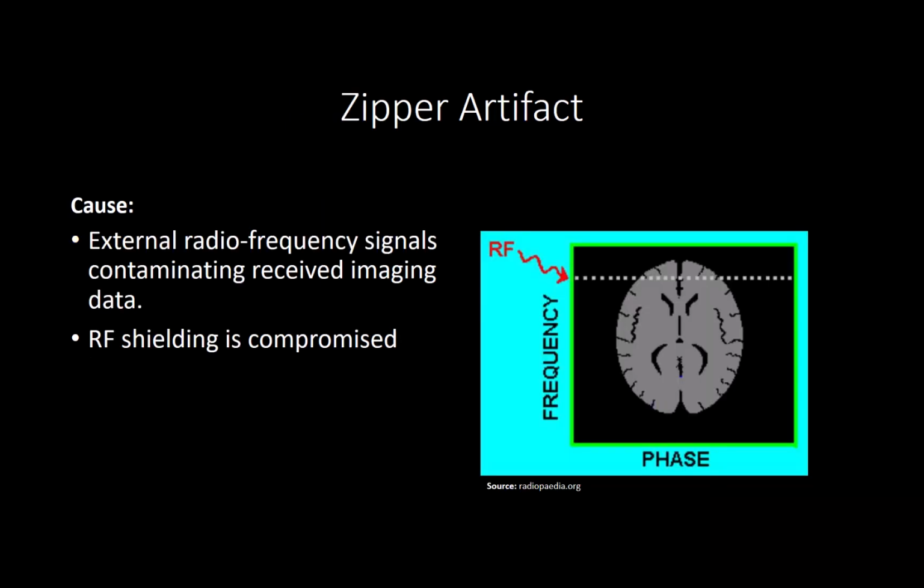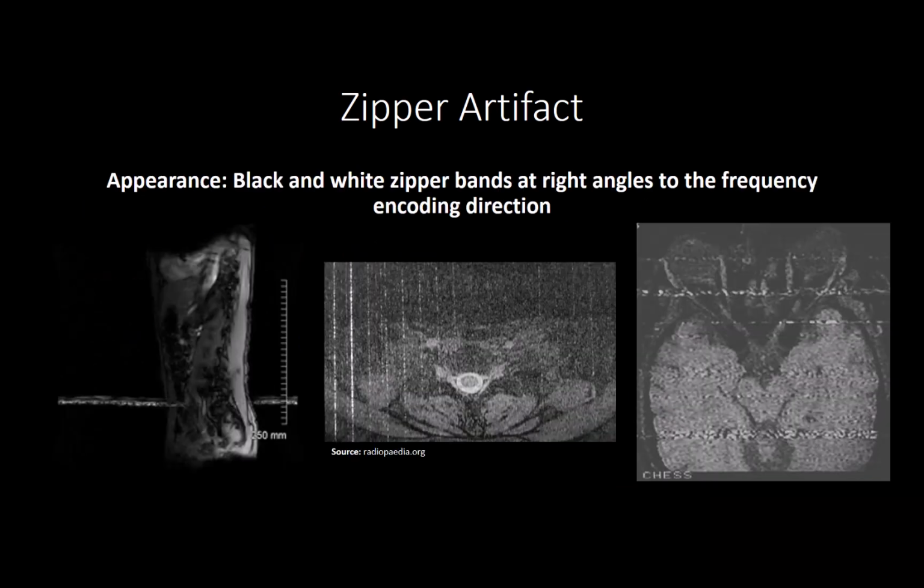Zipper artifact is caused by external radiofrequency signals contaminating received imaging data. This is when the RF shielding is compromised, or the Faraday cage, that is copper, surrounding the room is compromised. These external RF signals can be coming from radio towers or equipment in Zone 3 that are leaking into the room. This artifact occurs along the frequency direction because it's when we are receiving the signal. The appearance of this artifact is black and white zipper bands at right angles to the frequency encoding direction.